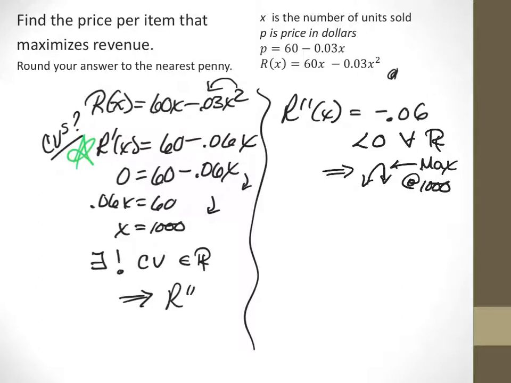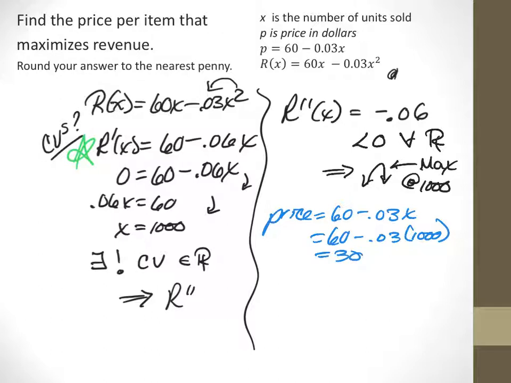And so the question was asking us to find the price. What we found was the quantity. Now we have to substitute into the price. So the price is equal to 60 minus 0.03x. Let's go ahead and substitute in our 1,000. And when we do that, we get 30. And so our final answer is that we should charge $30 per unit to maximize the revenue.